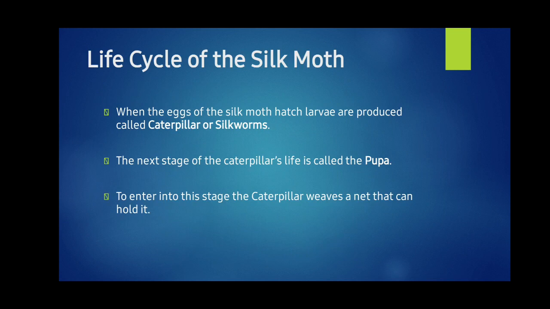So from the egg, a small larva is produced, known as caterpillar or silkworm. This is the initial stage. From the egg, a larva will come out. The larva is known as caterpillar or silkworm. The next stage is that it has to enter the pupa. To enter into this stage, it will build a net to hold itself.